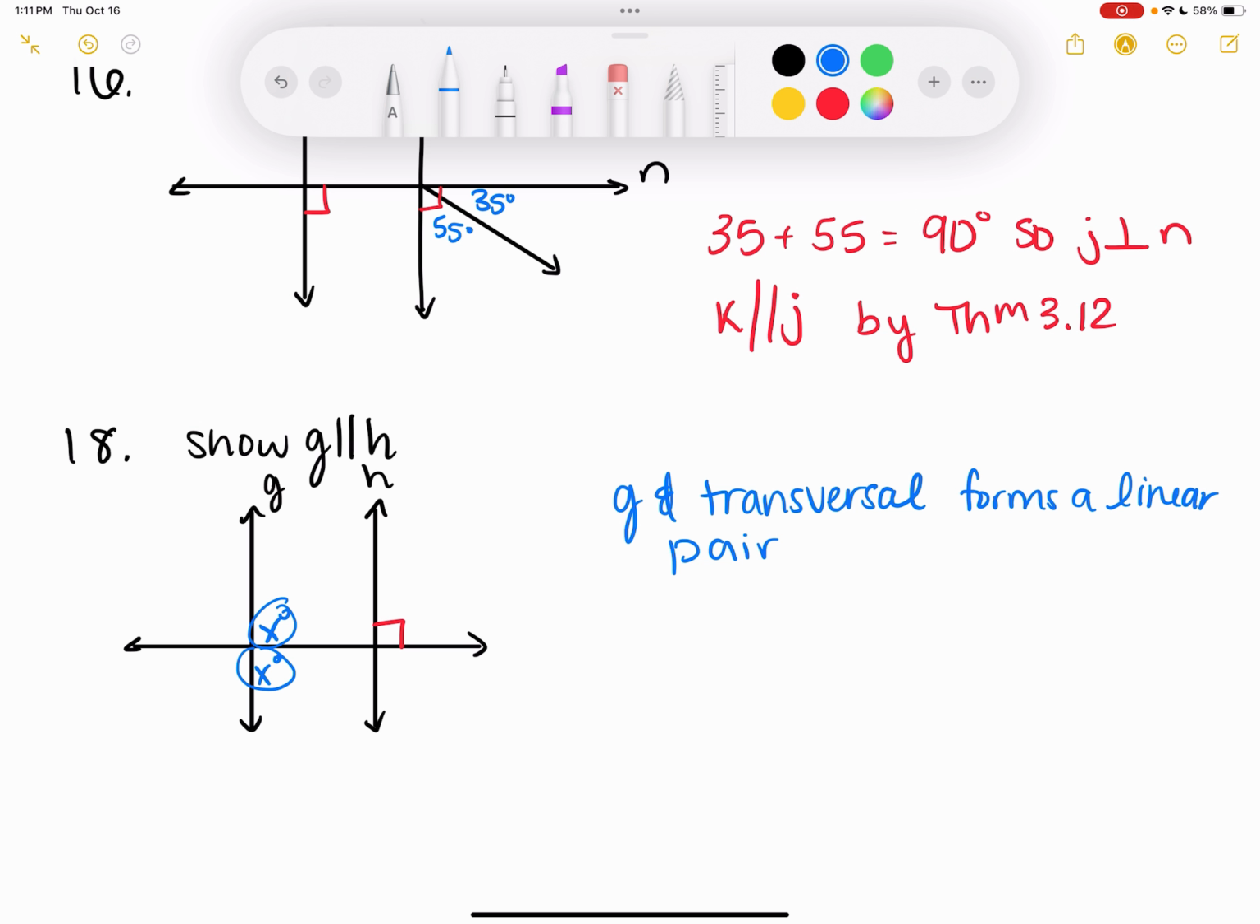They're 90 degrees. Why? Because of here on 3.12. Huh? Here on 3.12. Is there something there? Well, I'm getting to that. They're supplementary, right? A linear pair is supplementary, and these are both x, so that means they have to be what? What's the word? Starts with a C. Congruent. So the G in the transversal forms a linear pair of two congruent angles.